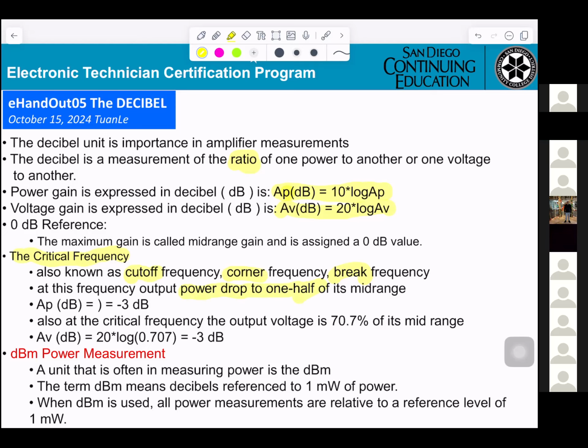AP dB equals minus 3 dB. Also, at the critical frequency, output voltage is 70.7% of its mid-range. Okay? AV dB equals 20 log of 0.707, which is minus 3 dB.